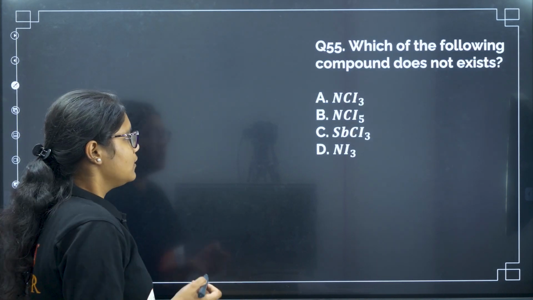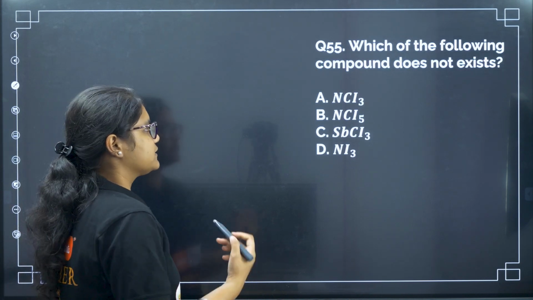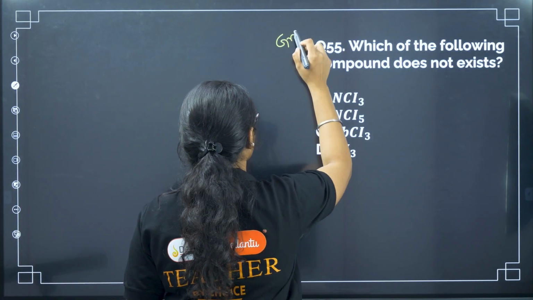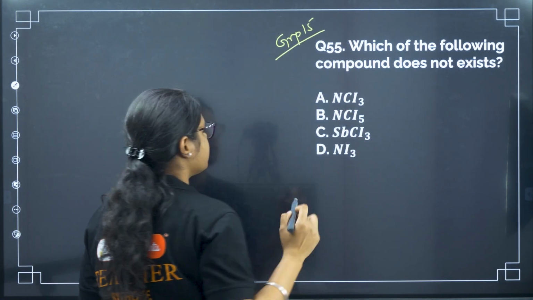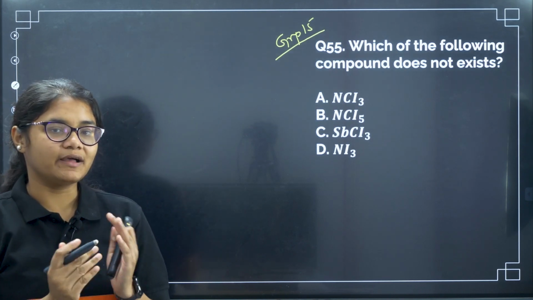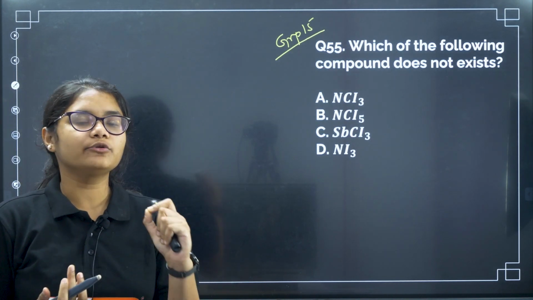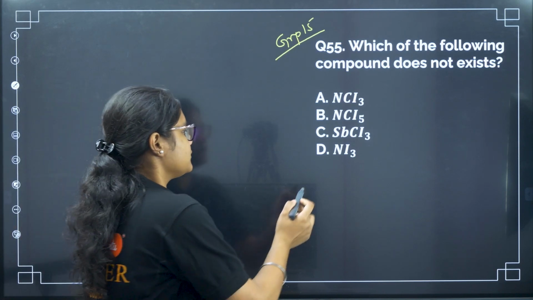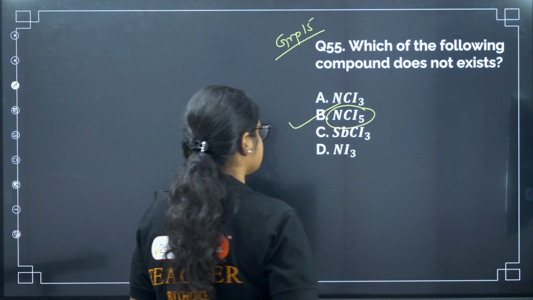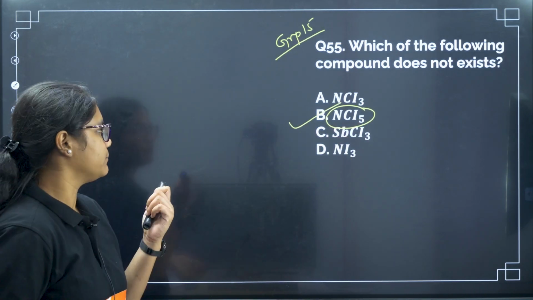Okay, next, which of the following compounds does not exist? So this is also from group 15. Okay, so we know nitrogen cannot show covalency of 5. The maximum covalency shown by nitrogen is 4 due to the absence of d orbitals. So NCl5 is not possible. So the correct answer is option number B.